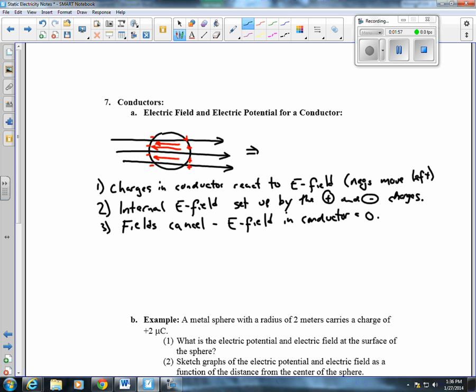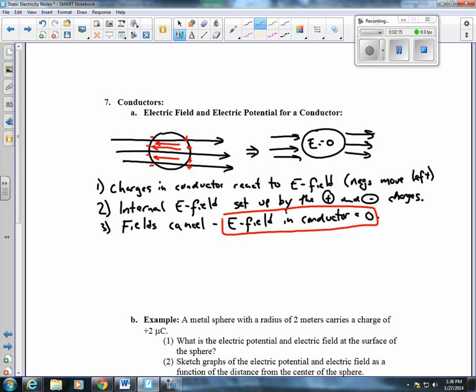So what basically happens is this: I have my conductor and I have my electric field outside of it, but inside the conductor the electric field is always going to be 0. So this is an important rule. The electric field in a conductor is always 0 no matter what. Now that's going to lead us to something else too.